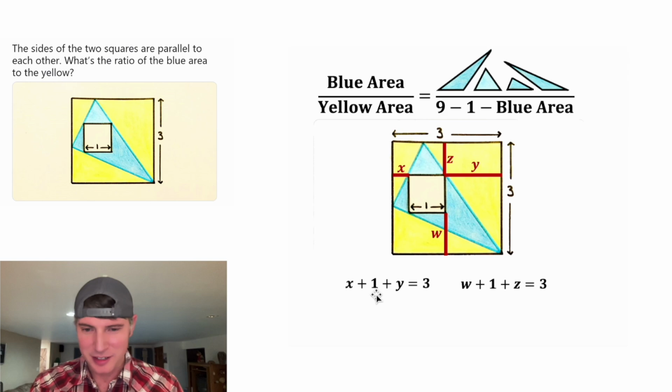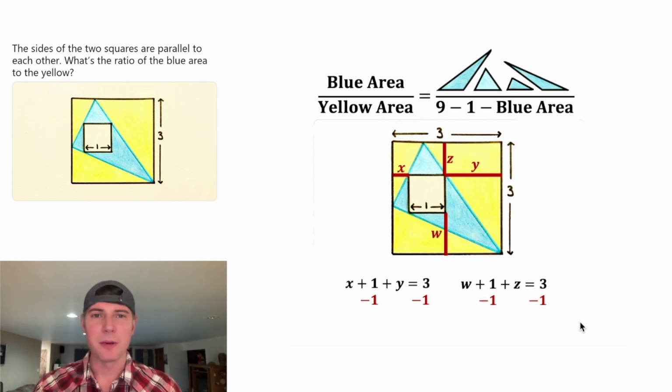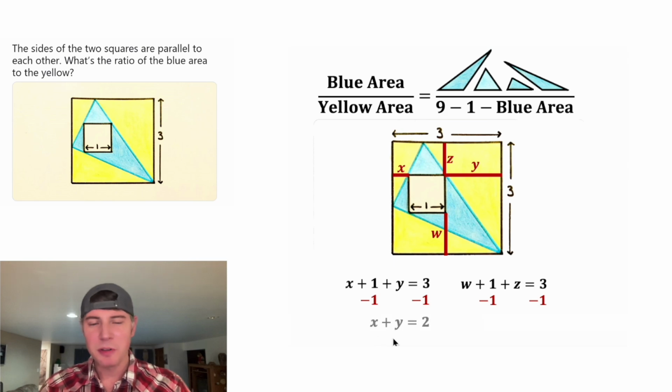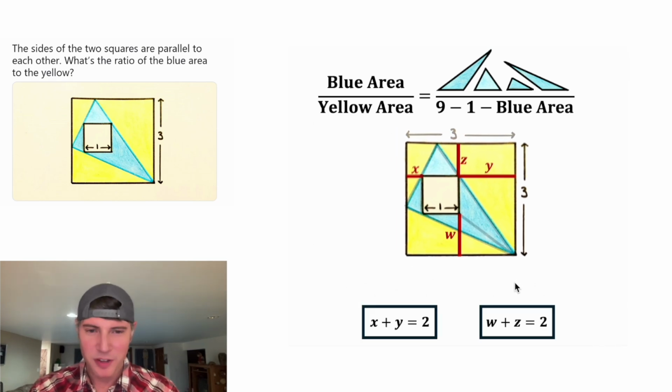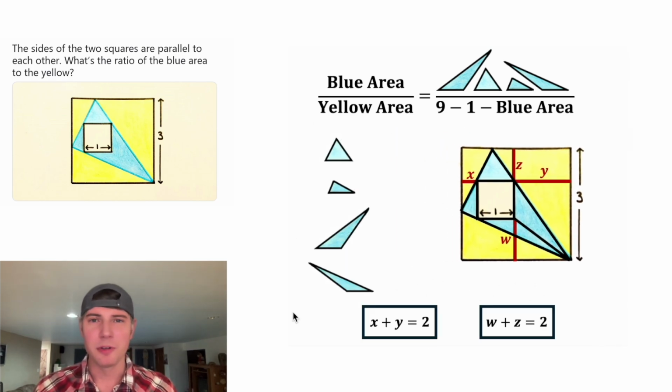Let's simplify this. On this one, let's subtract 1 from both sides, and on this one, let's subtract 1 from both sides. That'll give us X plus Y is equal to 2, and W plus Z is equal to 2. And this looks important. Let's put a box around it. And this one too.